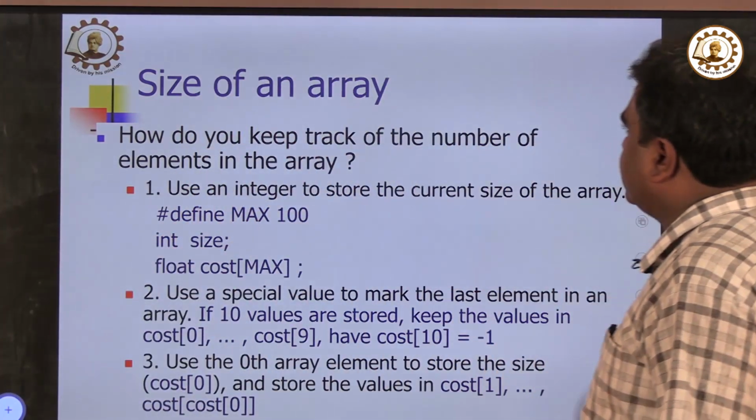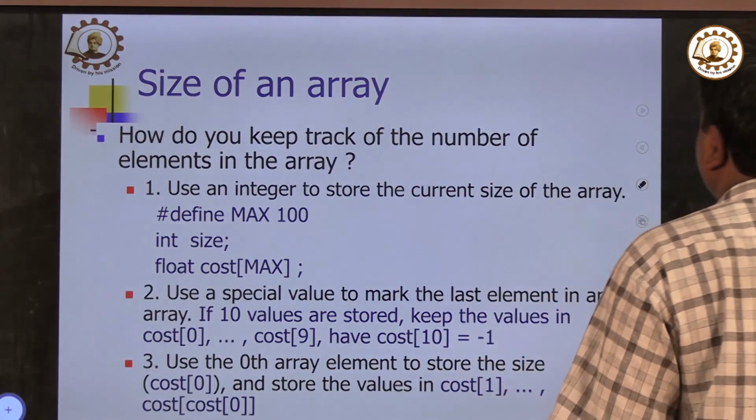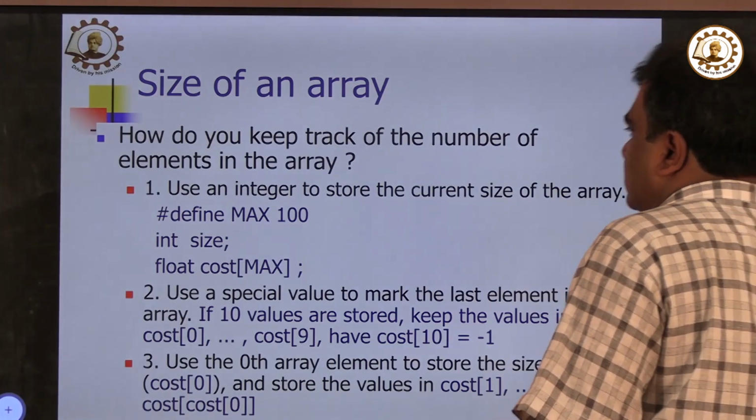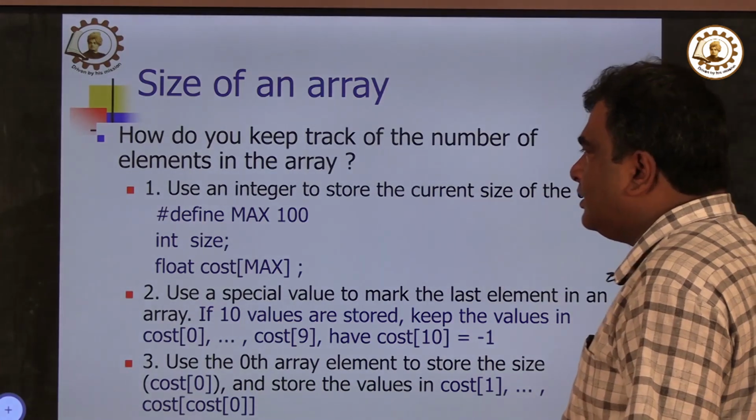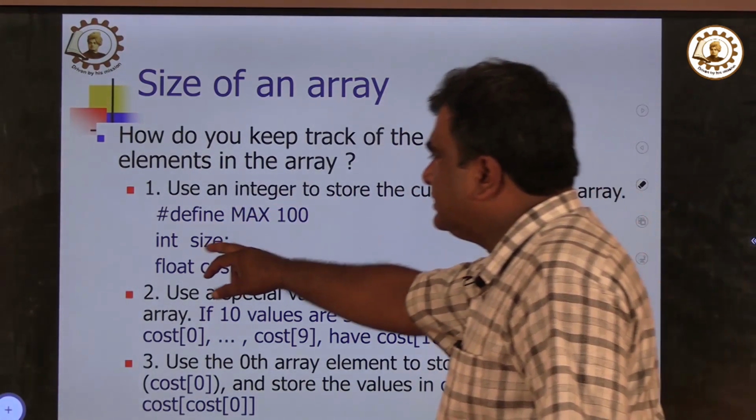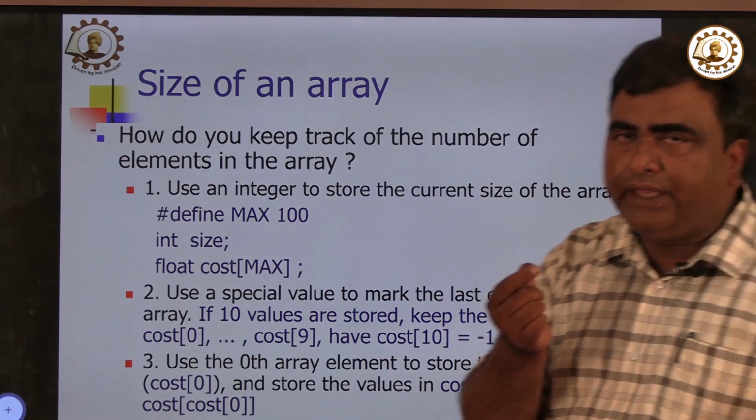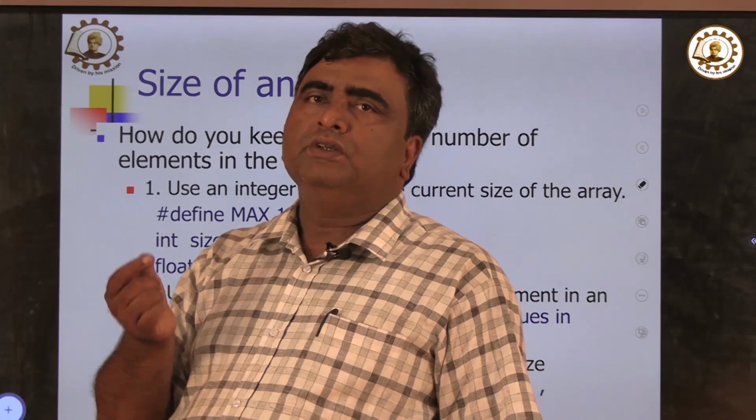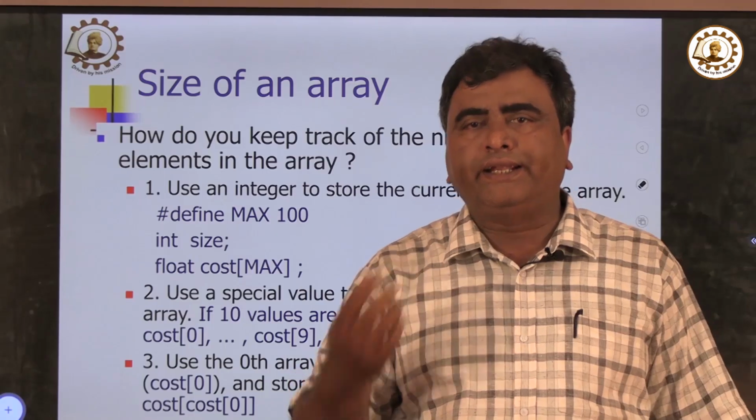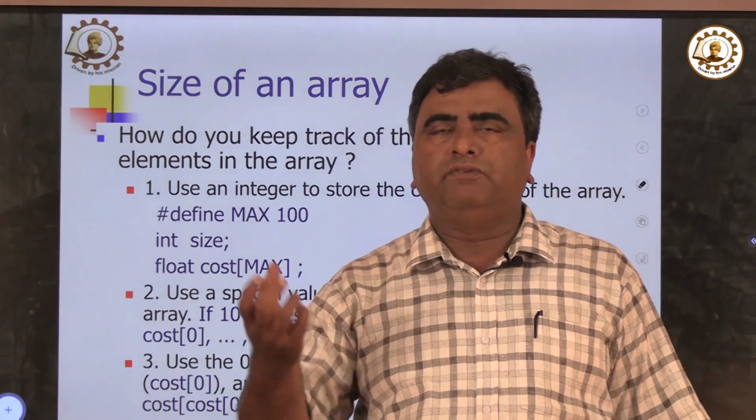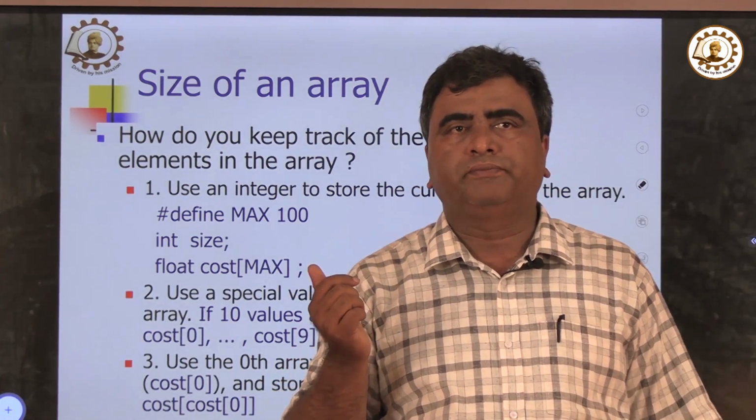So now we are going to the next one, size of an array. How do you keep track of the number of elements in an array? Use an integer to store the current size of an array. Define MAX 100, int size, and this size holds the value at the time of execution. Any time you count, print, or get the current value of size, that is the position of your array at that particular moment of time.